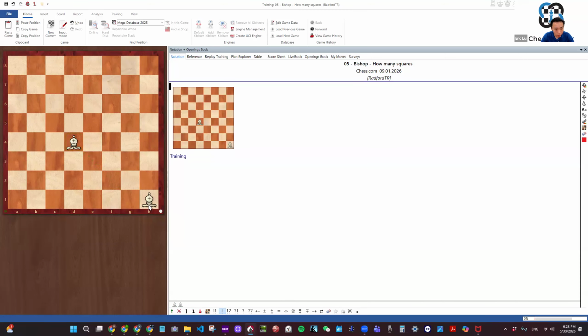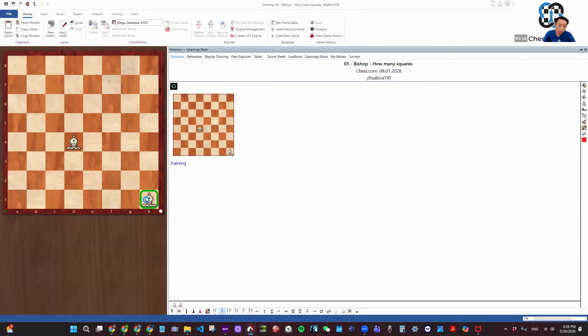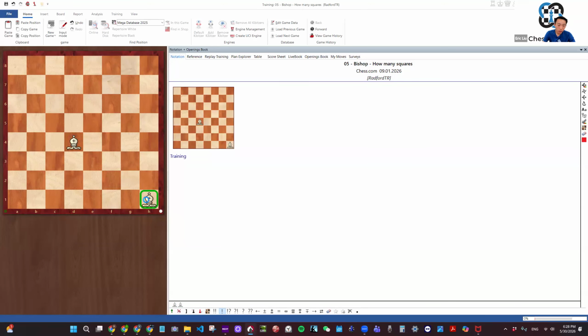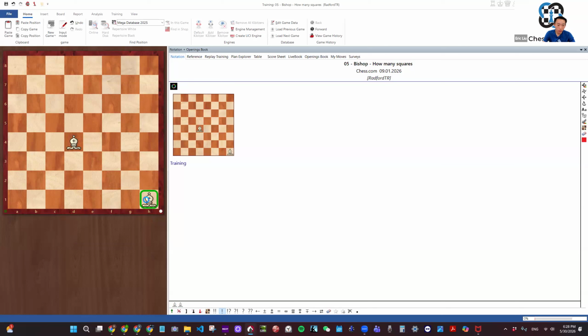Okay, this next question is a pretty similar question. How many squares can this bishop move to? This bishop in the corner. A lot of you have gotten it right. The answer is 7. It's not 13.